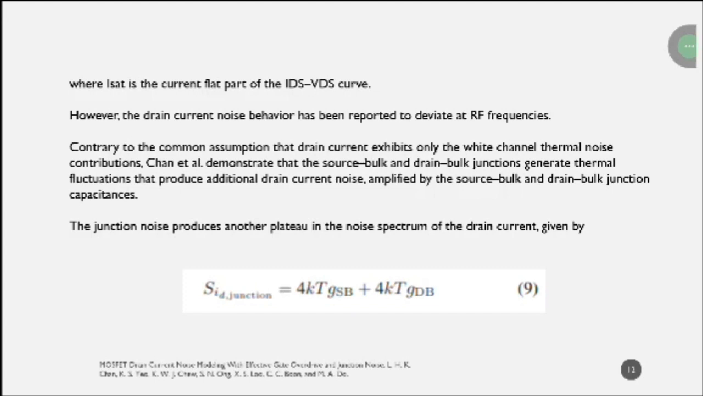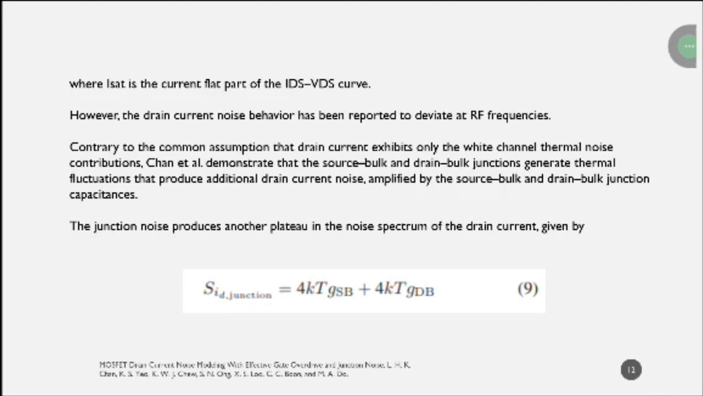However, drain current noise behavior will deviate at RF frequency. At RF frequency, the parasitic effects will be taken into consideration. So the drain current noise behavior will change accordingly.